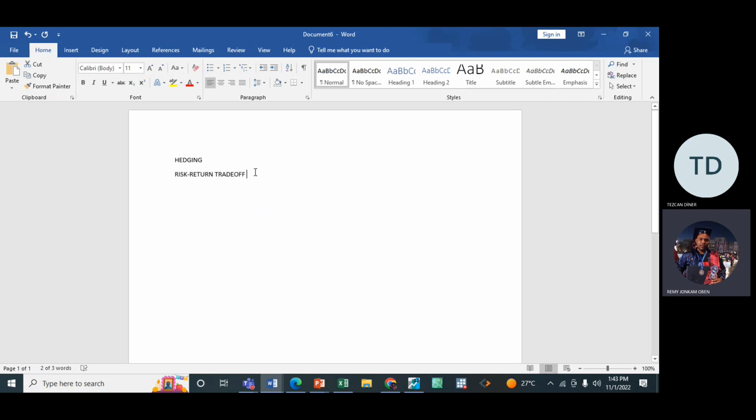That's a risk-return trade-off. Okay, now we don't like risks. Nobody likes risks, right? Everybody likes returns. So we try to reduce our risks. And a strategy we can use to reduce our risks is hedging. So hedging is a strategy which investors can use to reduce their risks. It's like a risk mitigating strategy.